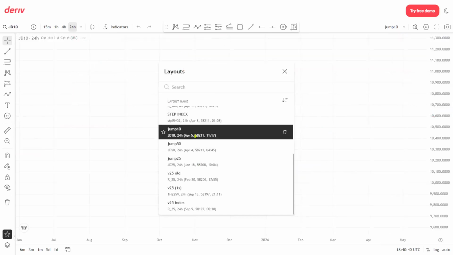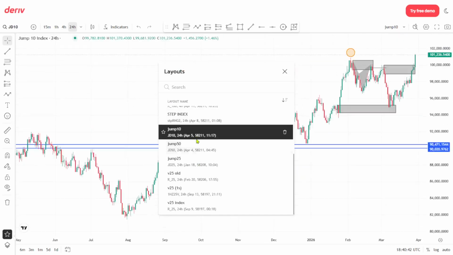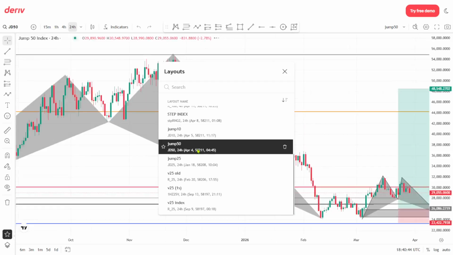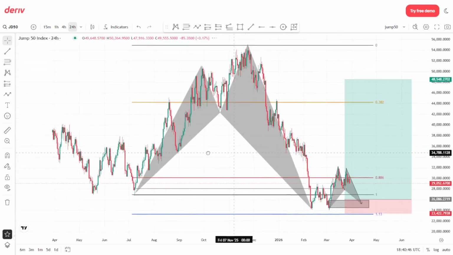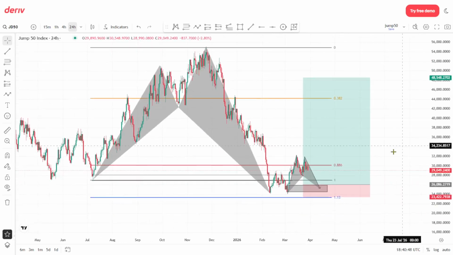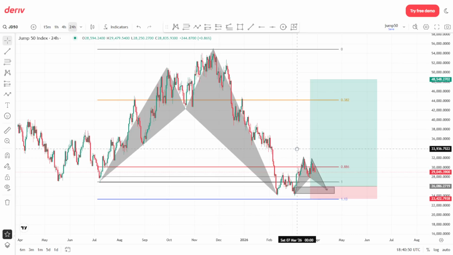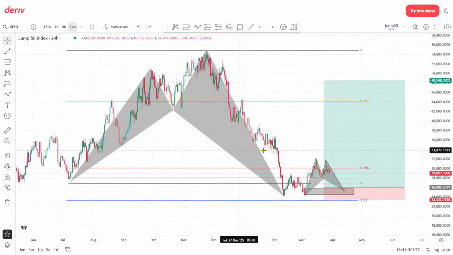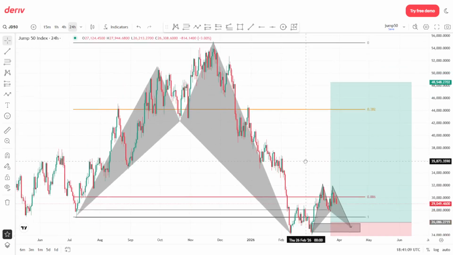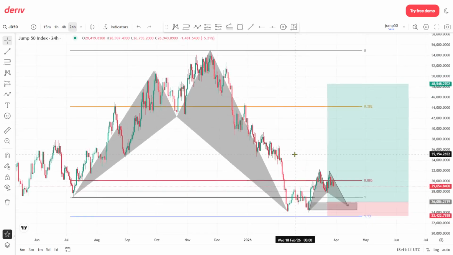Okay, I have something on jump 50. If you're watching my videos, there's a particular name I call this type of setup. I call it the mother-child formation, right? Where this is the child pattern, which is the scaling trade, and this one is the swing trade analysis. Everything here looks very clean. I love what is happening here.